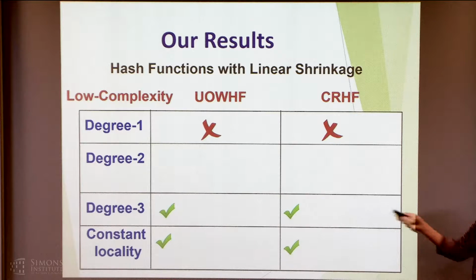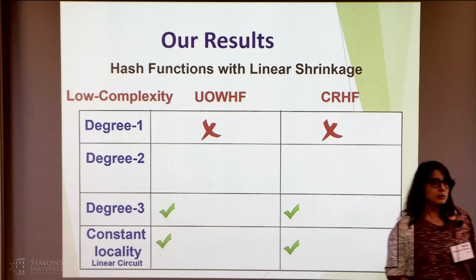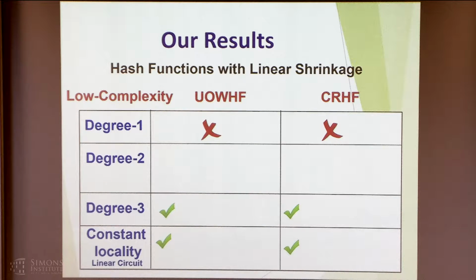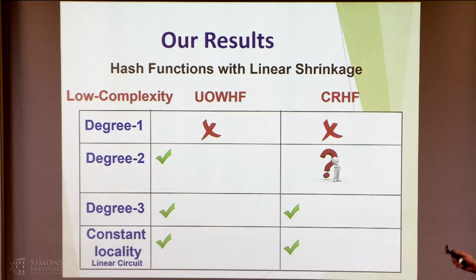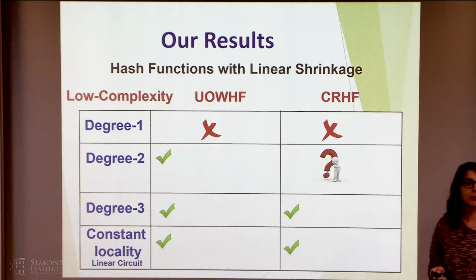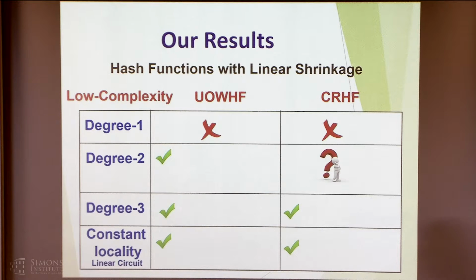So let me remind you that constant locality implies linear circuit size. So by applying a hash tree on this circuit, we can even get arbitrarily small shrinkage, for example, from n to square root of n bits, okay? And still maintain the linear circuit complexity. We also show a degree 2 universal one-way hash function construction. But like Alessandro said before, the question of the existence of a degree 2 collision-resistant hash function remains open. And we leave this question open even with 1-bit shrinkage. Okay? And we show partial negative evidence by showing that a random degree 2 mapping is not collision-resistant.